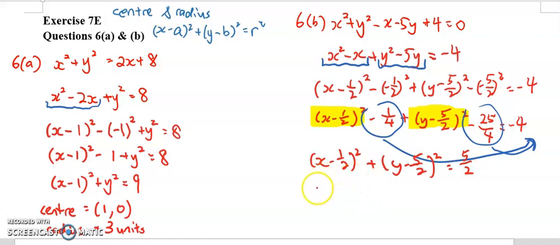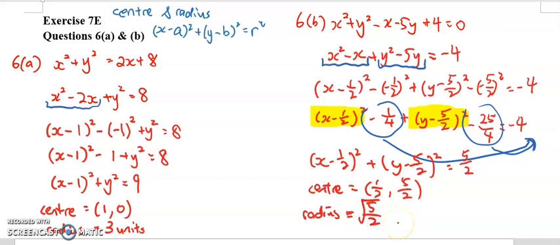So for the center of the circle, we have the values in the bracket with x and y, so we get (1/2, 5/2). And for the radius, it will be the square root of 5/2. This is my r², and we compare it to the general formula.